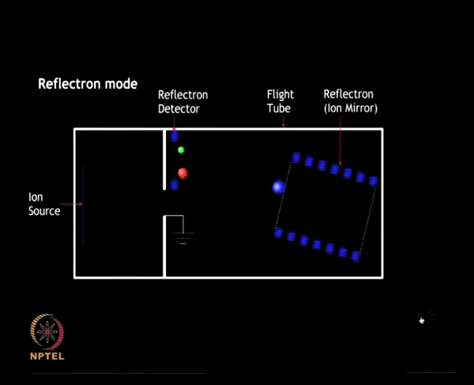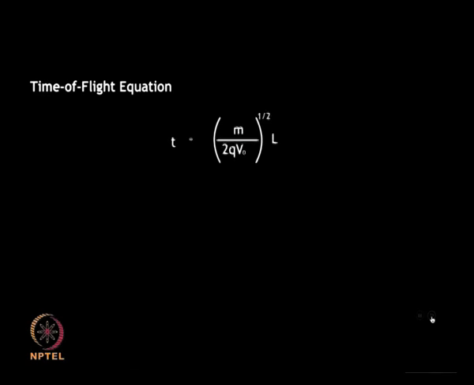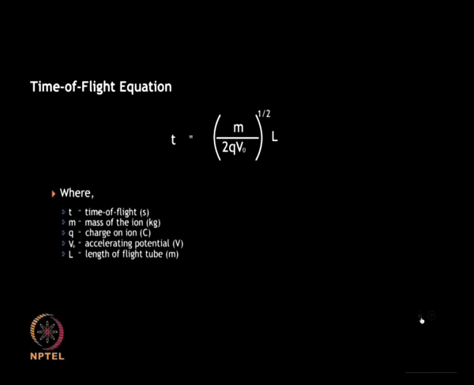This helps to even out any kinetic energy differences between the ions having the same mass, thereby improving the resolution. The time of flight of a charged ion can be calculated by means of the equation shown here. The flight time is directly proportional to the square root of the mass of the ion.